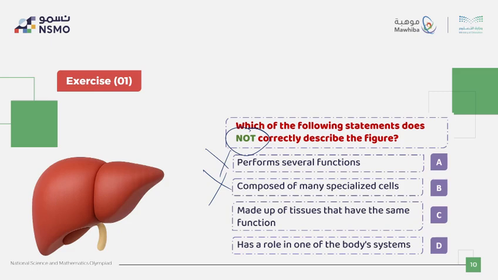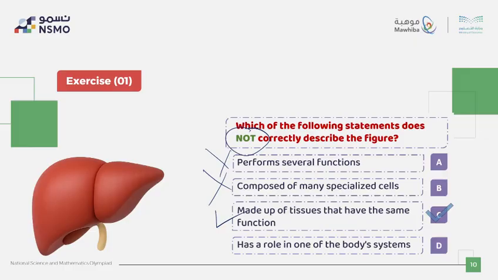What about option C? Option C is the right one. Why is it the right one? Because the statement is not correct. This description fits a tissue, not an organ, and we need an organ. Earlier, we learned that a tissue is a group of similar cells performing the same function, but an organ is several different tissues working together to perform many functions. So the liver contains multiple types of tissues, each doing different tasks. So this statement does not accurately describe an organ.